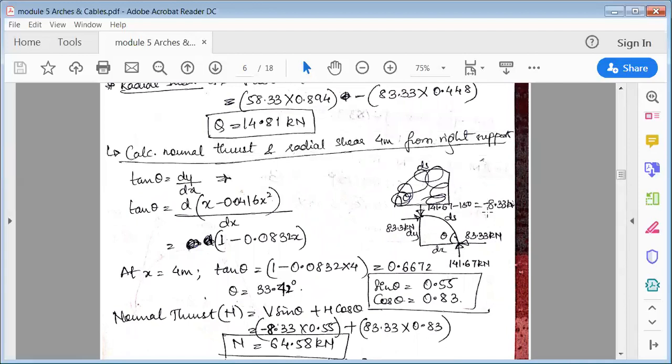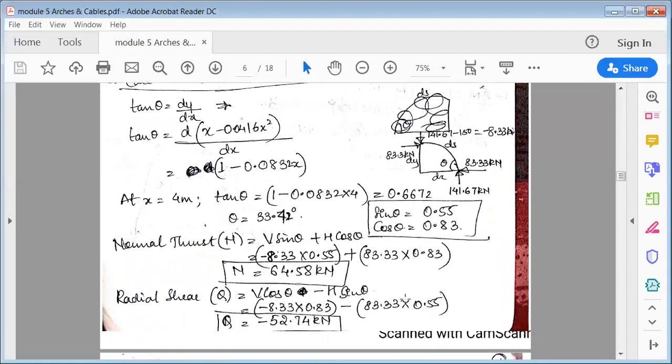In whichever span they ask you to find N and Q, if there is a load acting downward in that span, you have to deduct that load. If there is no load acting, things become simple. Whatever is vertical force upward, the same would be vertical downward. If there are any loads acting in between in the span which you're checking, that load should be deducted here. This is how you get normal thrust and radial shear.